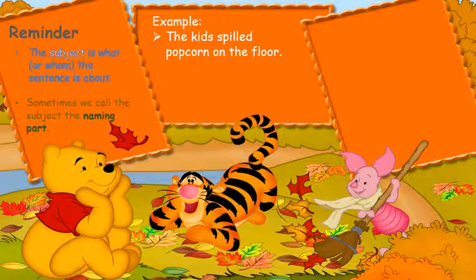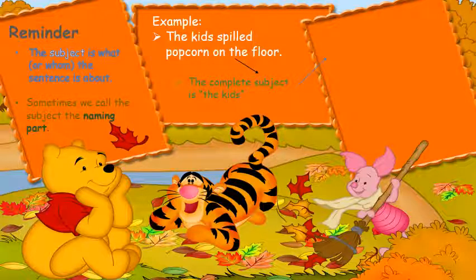Example: the kids spilled the popcorn on the floor. The kids spilled the popcorn on the floor. What is the subject here? Who is the sentence talking about? It's talking about the kids. So the subject here is the kids. The complete subject is the kids. It's also reminding us of the complete subject. We agreed that the complete subject is all the words in the subject that talk about the subject. So the kids is the complete subject.